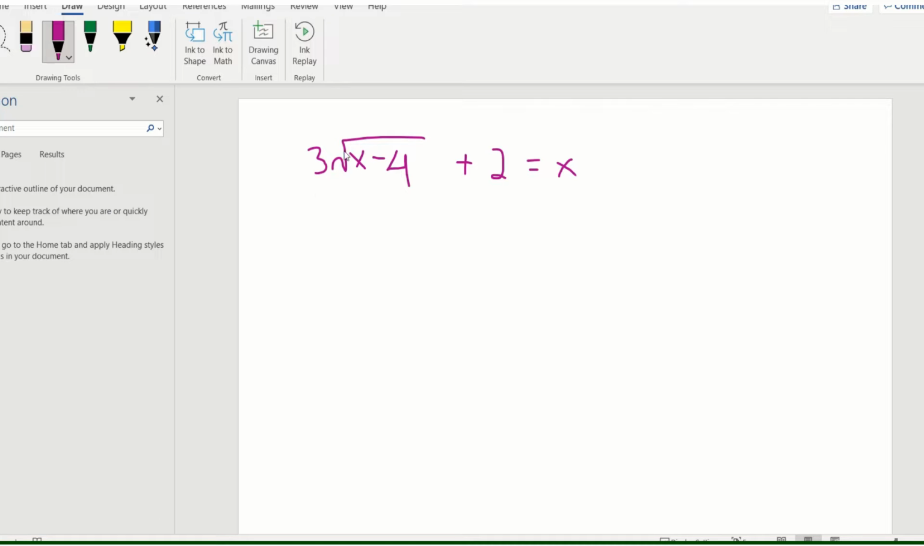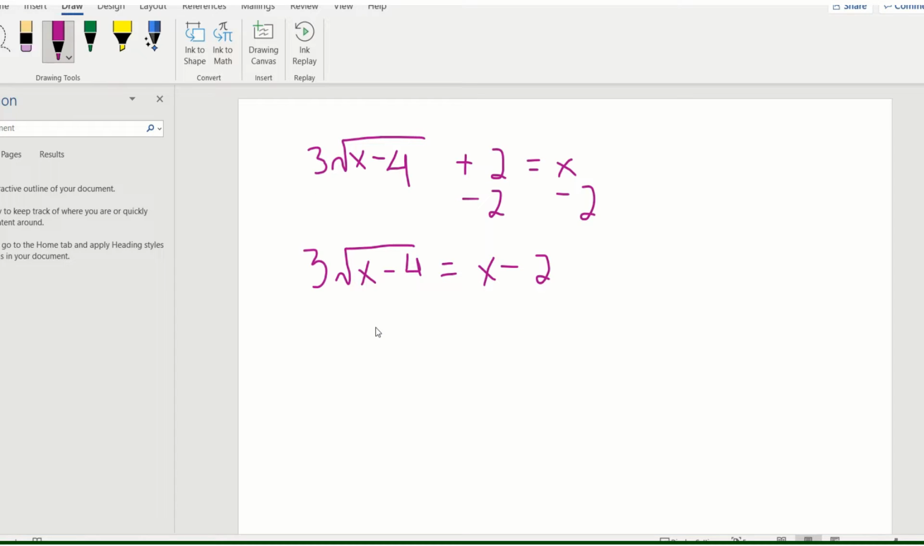Okay, so first thing we want to do is get this radical right here by itself. So let's move the 2 that's here. And we will have 3 square root of x minus 4 equals x minus 2.